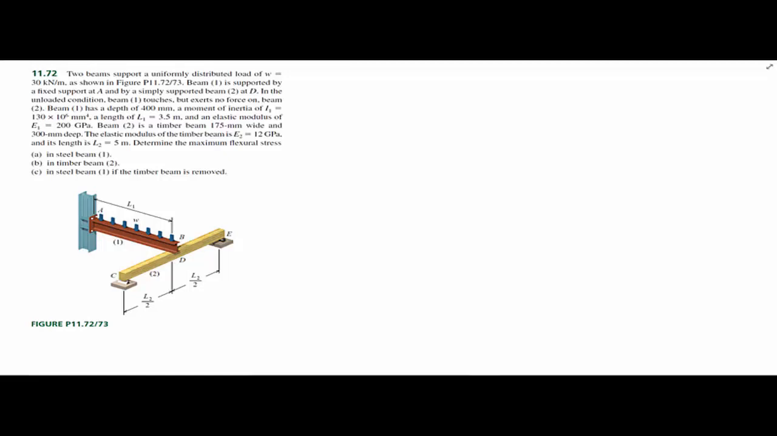Hello, we're going to do another practice problem. Today we're going to do 11.72 out of the textbook. Here it says two beams support a uniformly distributed load as shown in the figure.